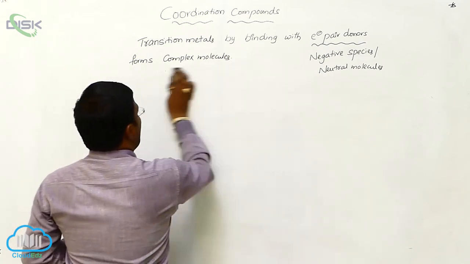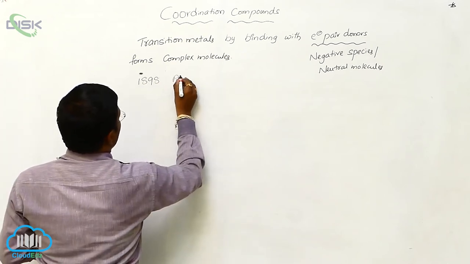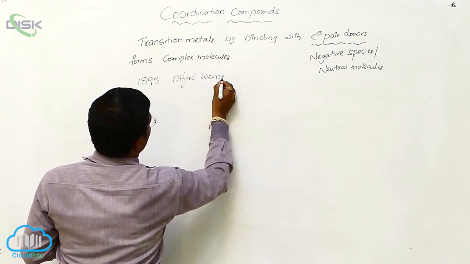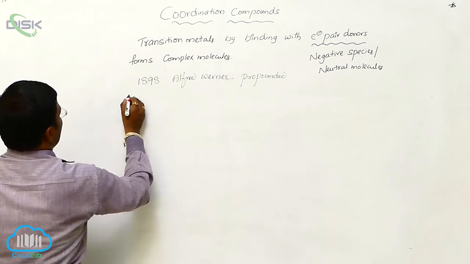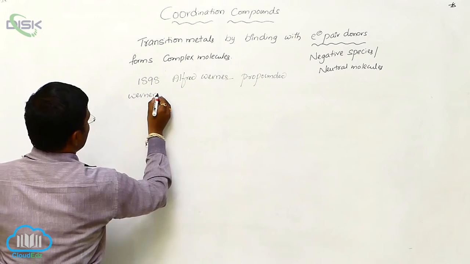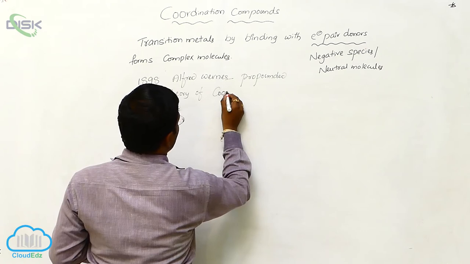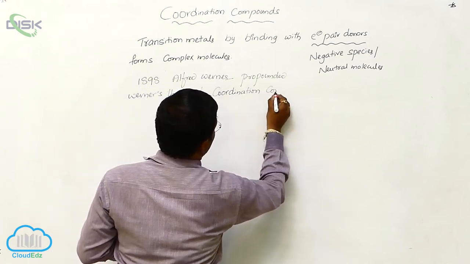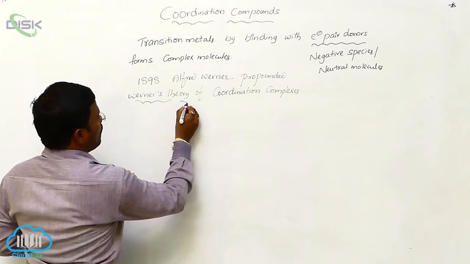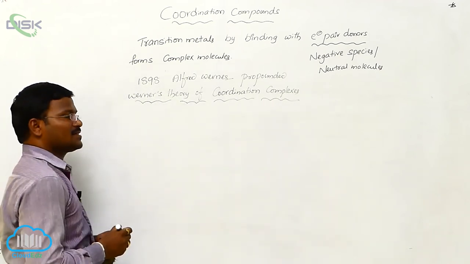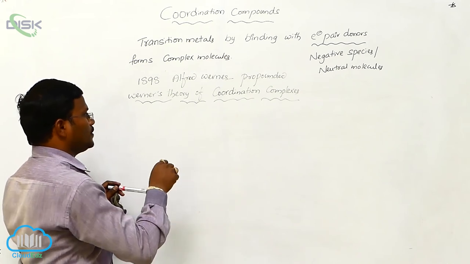Here, Alfred Werner is the scientist. In the year 1898, Alfred Werner propounded Werner's theory of coordination complexes. So let us see what the characteristics of Werner's theory of coordination complexes are. What are the identified points we can conclude with this theory?